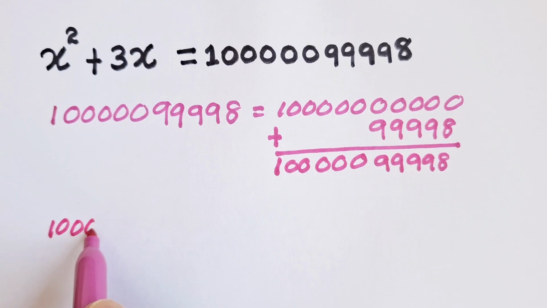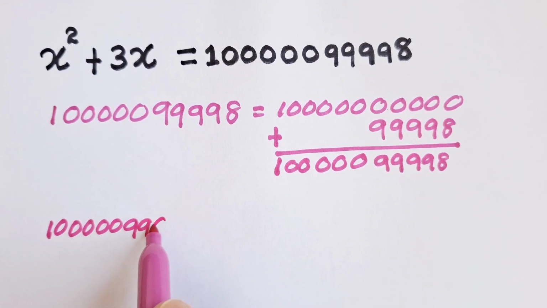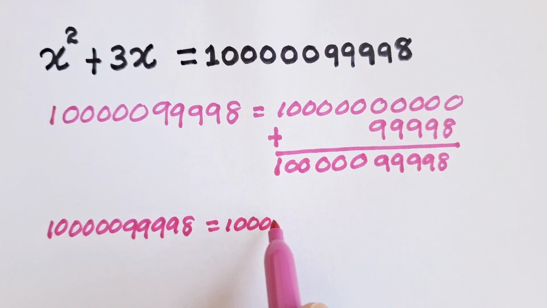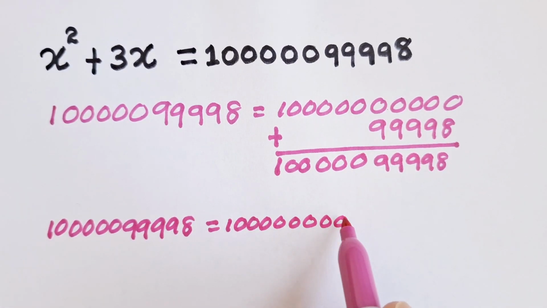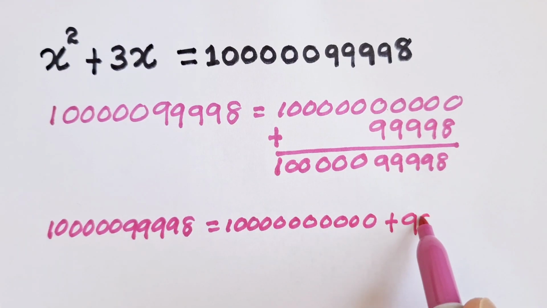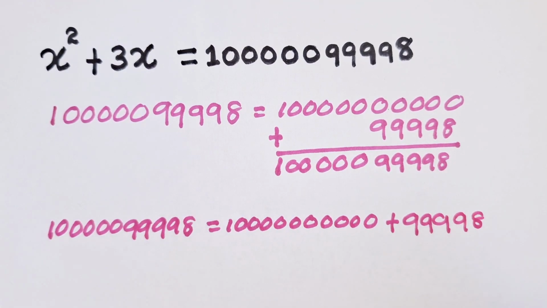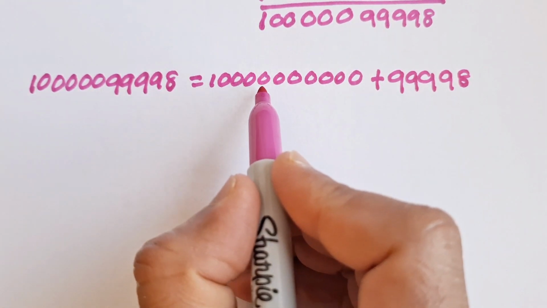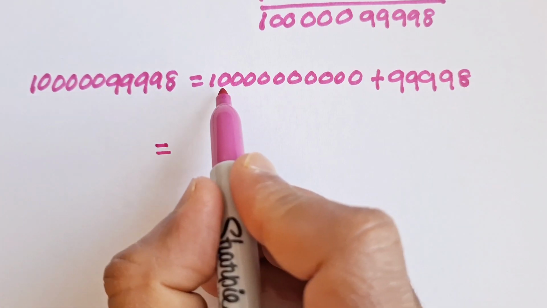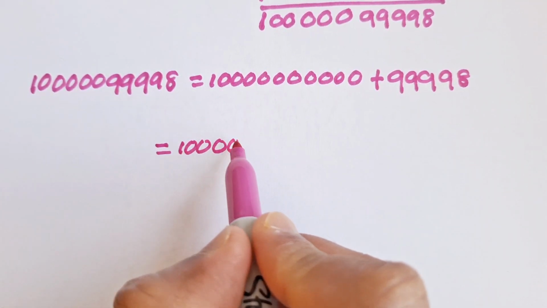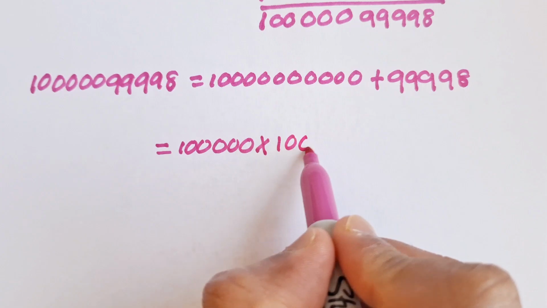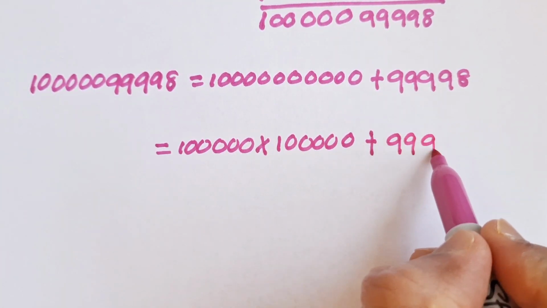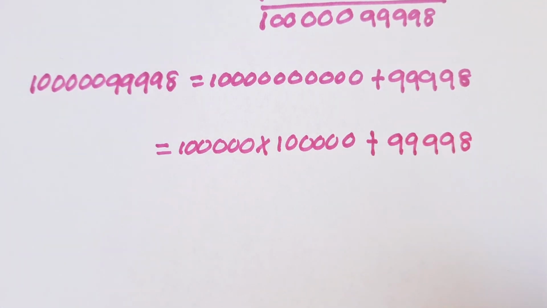Therefore, this number 150,099,998 is equivalent to 1 followed by 10 zeros plus 99,998. Now this number, 1 and 10 zeros, can be written as 100,000 times 100,000, plus 99,998.